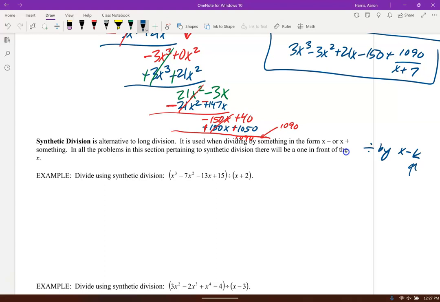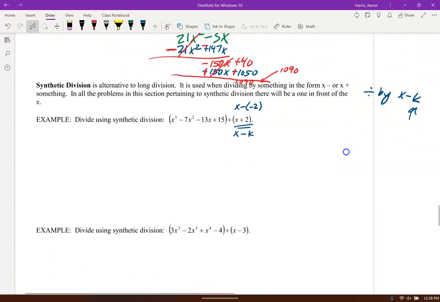So synthetic division really is not as powerful as long division. Long division, you can divide anything. Synthetic division, you can only divide by something of that form, x minus k. But this is an example of that. We're dividing by x plus 2. Is this of the form x minus k? And if so, what is your k? Well, think about that as, isn't x minus negative 2 the same thing as x plus 2? So what's our k here? Negative 2. So what I'm going to do is put my k in this box right here.